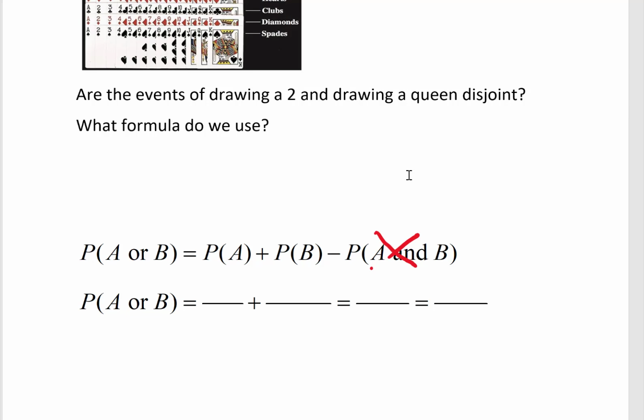So in our card deck, we know that there are 4 2s, 4 out of 52. There are also 4 queens, 4 out of 52, and we get 8 out of 52, and we have to simplify the fraction, so we see that both numerator and denominator are divisible by 4, so we get 2 out of 13.